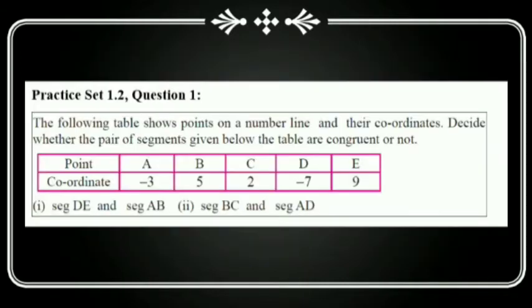In the last session we learned some definitions of basic concepts in geometry. Now today we will start practice set 1.2, question number first. The following table shows points on a number line and their coordinates. Decide whether the pair of segments given below the table are congruent or not. Points A, B, C, D and E have coordinates -3, 5, 2, -7 and 9 respectively.